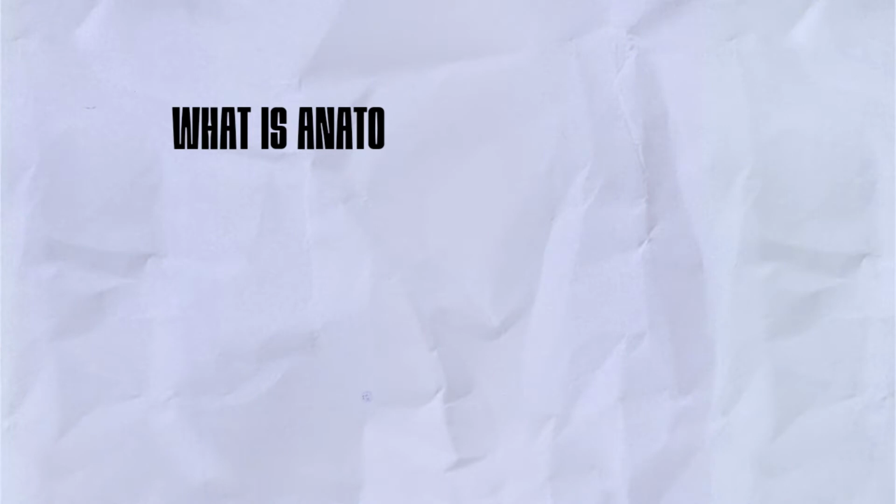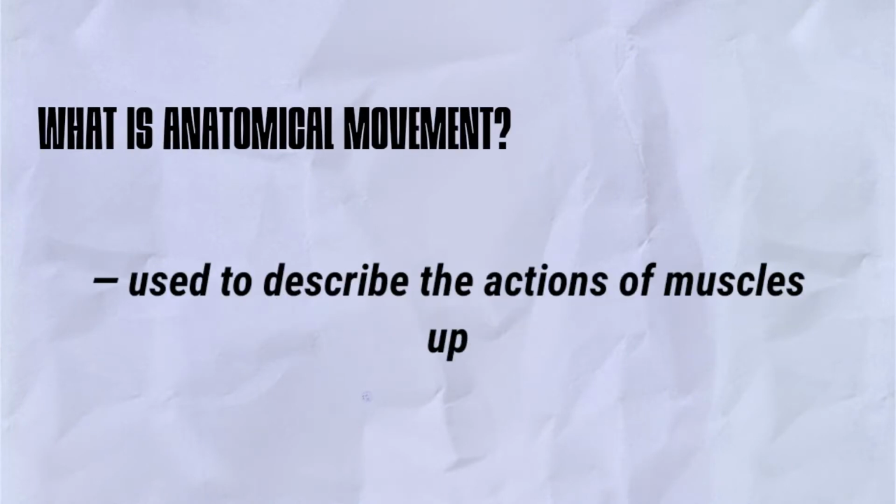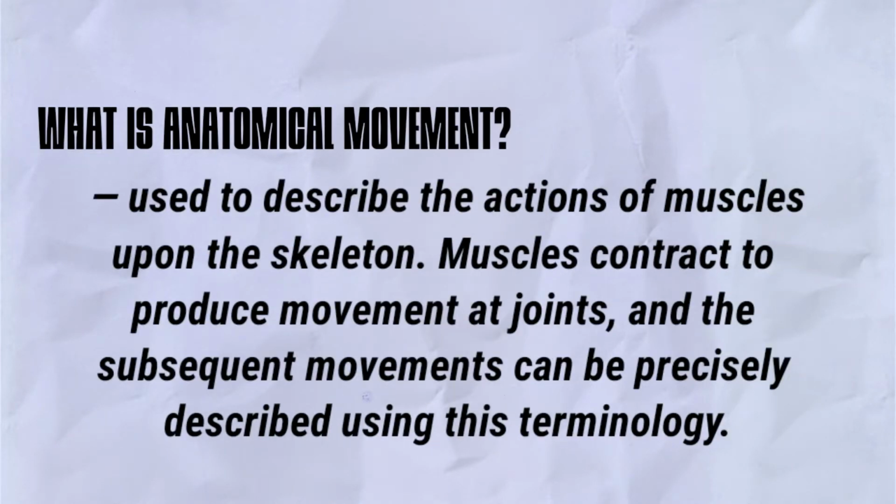But first of all, what is anatomical movement? Anatomical movement is used to describe the actions of muscles upon the skeleton. Muscles contract to produce movement at joints, and the subsequent movements can be precisely described using the terminology. So these are the 13 types of anatomical movement.